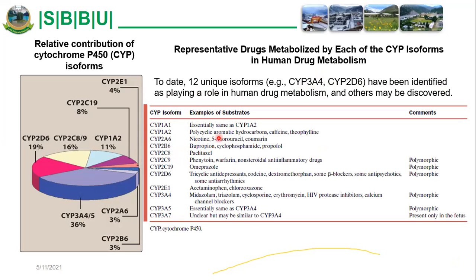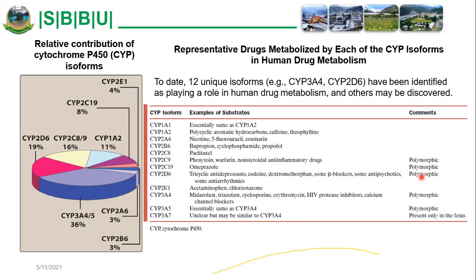And you can see the substrates. Aromatic hydrocarbons, caffeine, and theophylline are mostly catalyzed by this isoform. Nicotine and 5-fluorouracil too. These are the drugs, the substrates, or you can say the metabolites that can be catalyzed by these isoforms. Phenytoin, warfarin, and non-steroidal drugs are mostly catalyzed by CYP2C9, right? And tricyclics, codeine, dexamethasone, beta blockers, and antipsychotics are mostly catalyzed by this isoform of cytochrome P450.